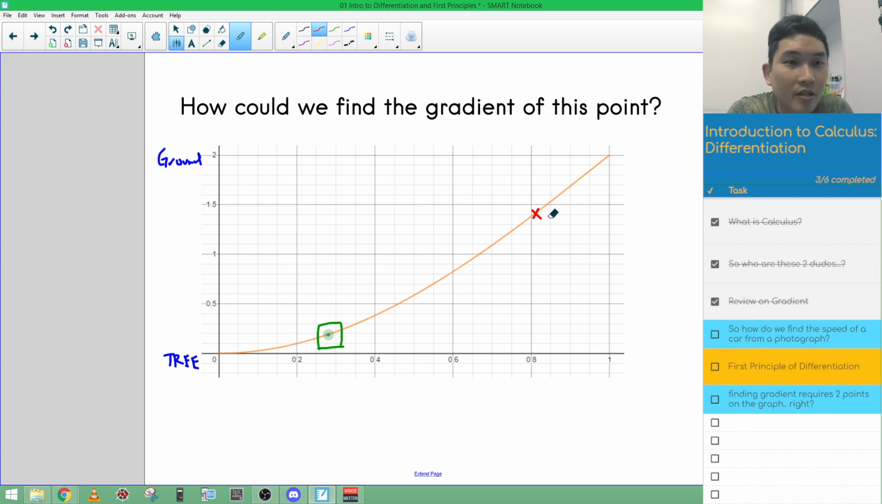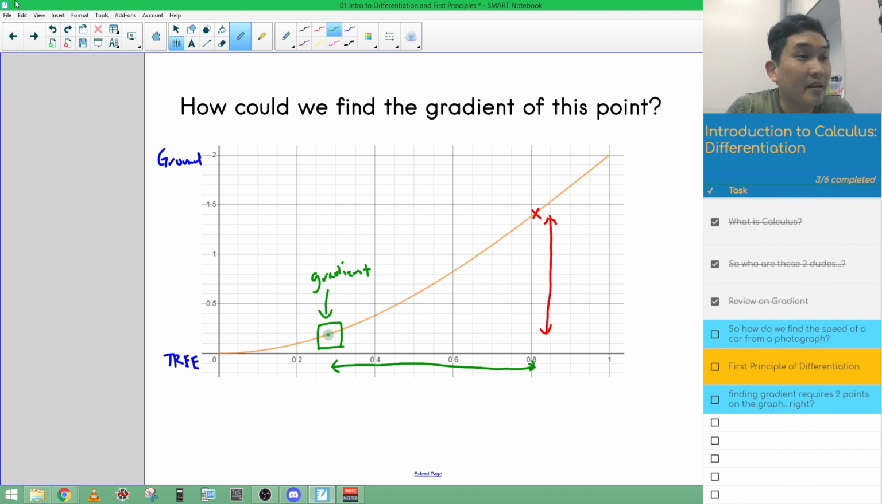Why is that so? Because to find speed, we actually need to find the distance traveled divided by the time taken to travel that distance. So we need a change in distance over a change in time. And if you look at this carefully, hey, isn't that rise over run? And you're right. To find the speed of an object is no different from finding its gradient of the distance time graph. Yes, so we are really interested in the gradient of this point over here.